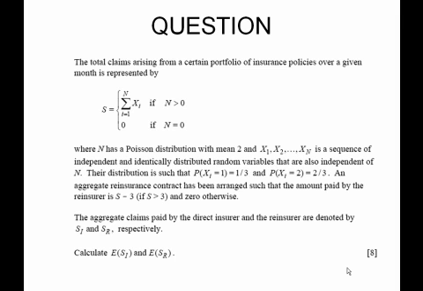An aggregate reinsurance contract is in place, such that the amount paid by the reinsurer is S, the total claim, less 3. So this is an excess of loss claim. If the total claim is over 3, the reinsurer pays that excess. The aggregate claims paid by the direct insurer and the reinsurer are written down as SI and SR. We're asked to calculate the expected values. So a very straightforward question. We just need to work out from this text exactly what's being asked.